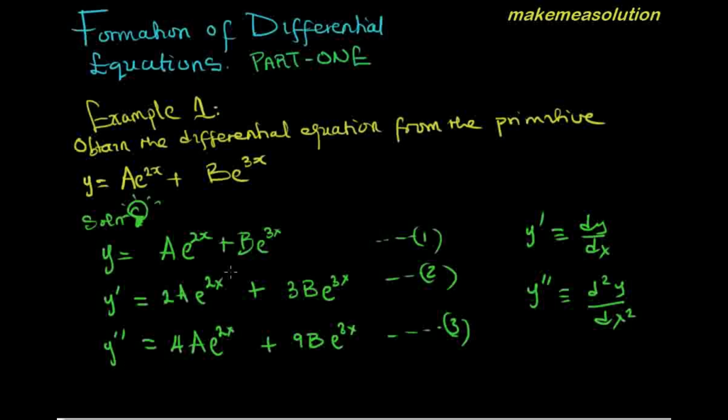Now, because this particular primitive form had 2 arbitrary constants, you see that we have differentiated 2 times in equation 2 and equation 3. So this is the convention. So depending on the number of arbitrary constants you have, you're going to differentiate. So we have satisfied the first step.